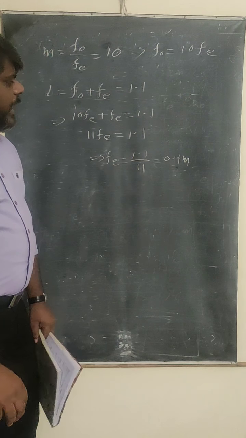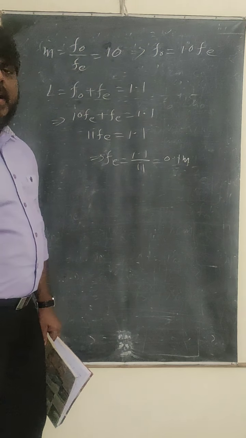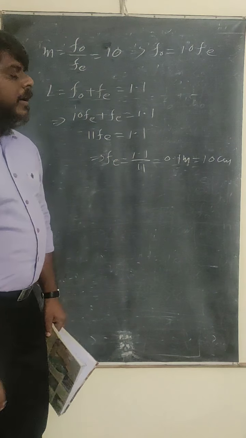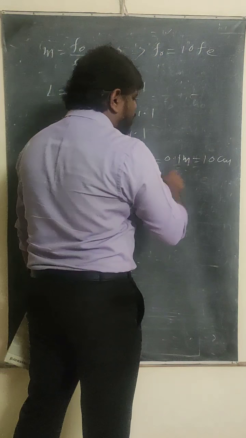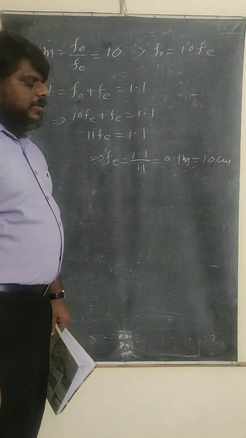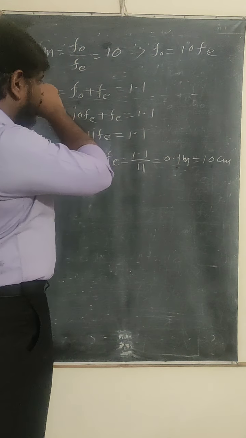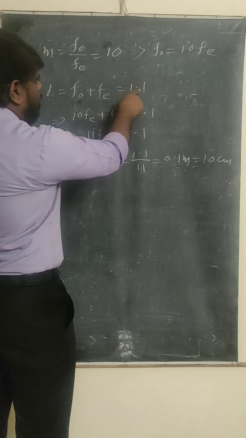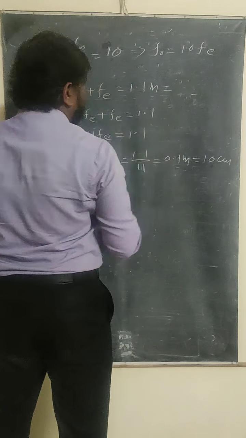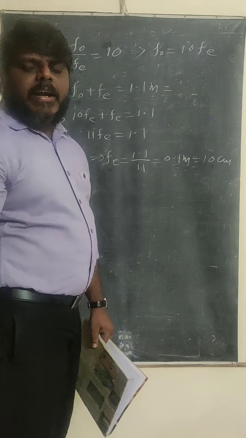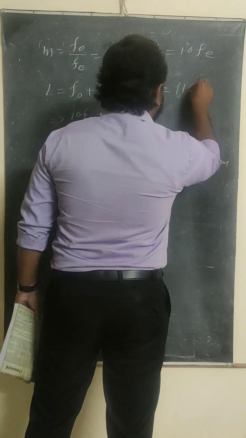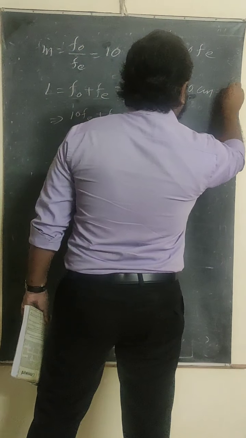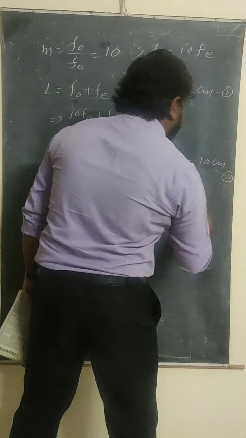If it is 0.1 meter and you convert it to centimeters by multiplying by 100, this becomes 10 centimeters. So Fe, the eyepiece focal length, is equal to 10 centimeters. If you know the Fe value, then we can find the F0 value also. Because F0 plus Fe is equal to 1.1 meters, multiplying by 100 gives 110 centimeters. Call this equation number 1, and this equation number 2.